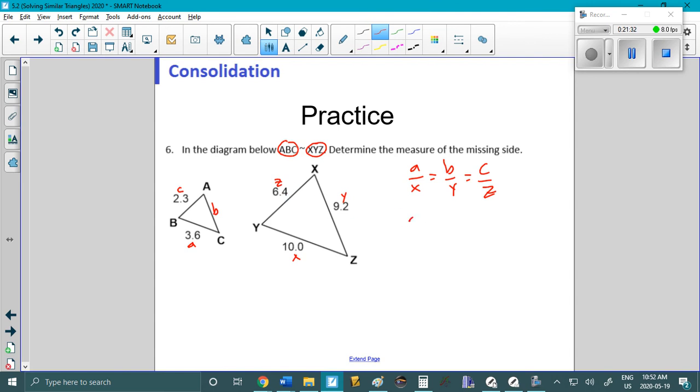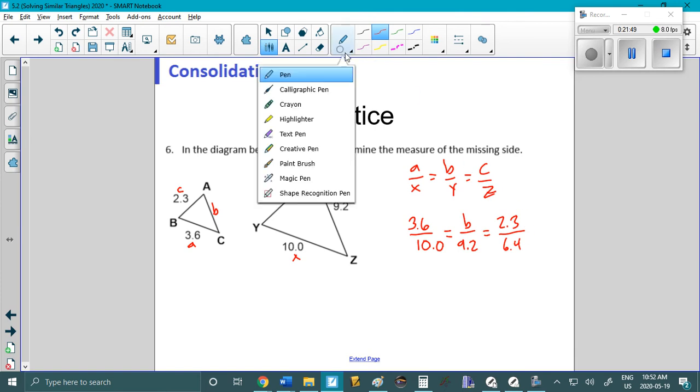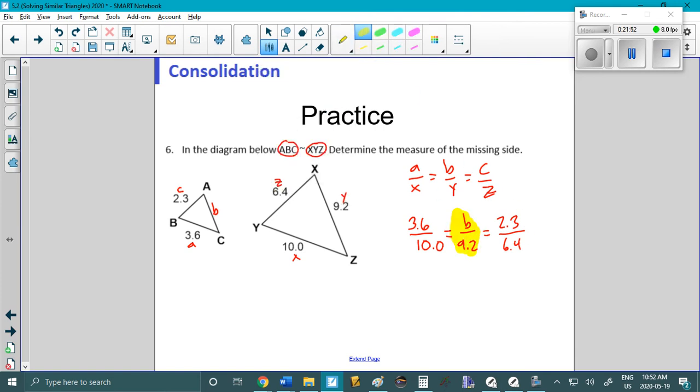And now let's plug in. A is 3.6, X is 10.0. B, we don't know, over Y is 9.2, and C over Z is going to be 2.3 over 6.4. All right, so we're only missing one thing. So we have to use this ratio to solve for B, and you can pick which one you want to use. I'm going to use this one just because. I could have used the other one. It makes no difference. So B over 9.2 equals 2.3 over 6.4.